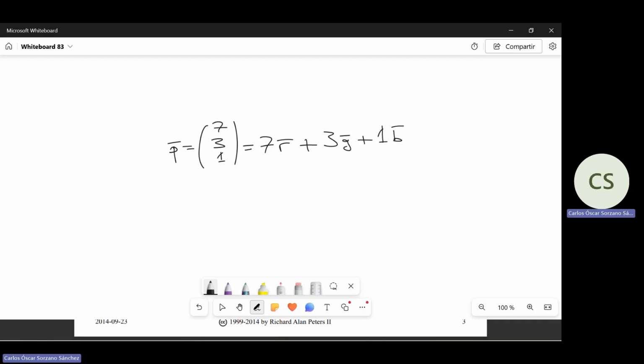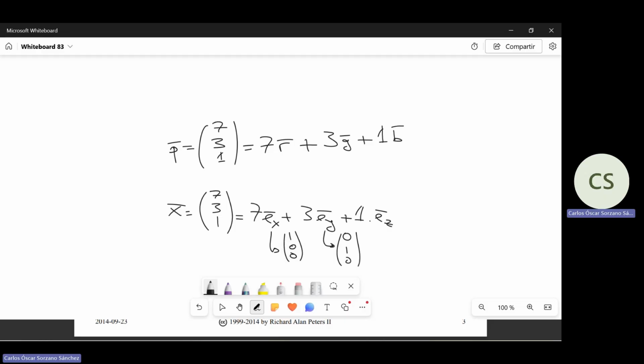This is actually the same as when you have a coordinate, let's say it is 7, 3, 1, and then what you're saying is I need to travel 7 units in the EX direction, 3 in the EY, plus 1 in the EZ. And this is the vector 1, 0, 0. This is the vector 0, 1, 0. And this is the vector 0, 0, 1. So it is the same here.